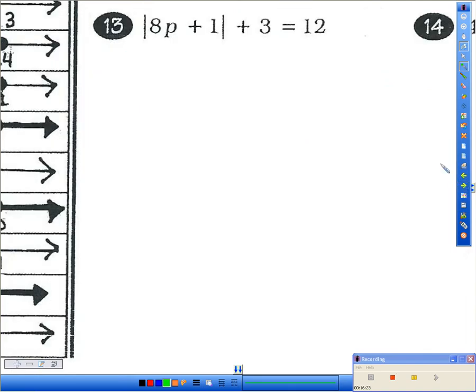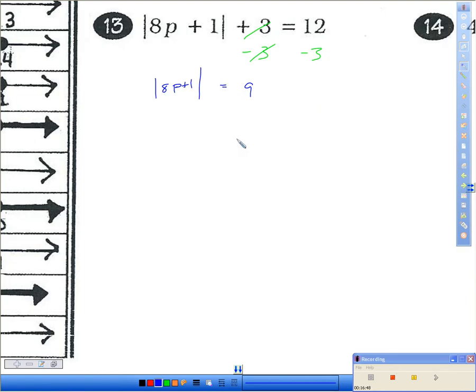Okay, looking at number 13, we do need to isolate the expression inside the absolute value first, which means I need to get rid of the plus 3. So I'll subtract 3 from the left, subtract 3 from the right. Plus 3 minus 3 gives us 0. So on the left-hand side, we end up with the absolute value of 8p plus 1. On the right-hand side, we end up with 9.